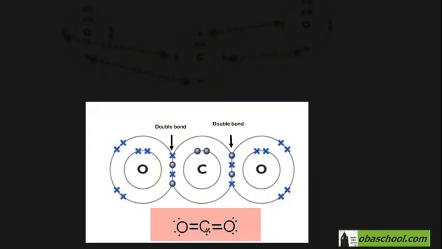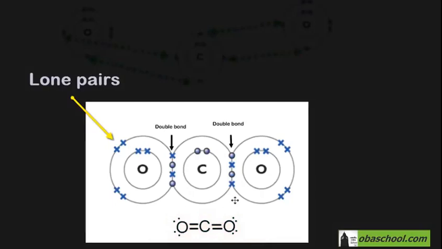So the double parallel dashes represent a double covalent bond, and the dots around the oxygen atoms are the lone pairs that are not shared. This is double bond formation in carbon dioxide.